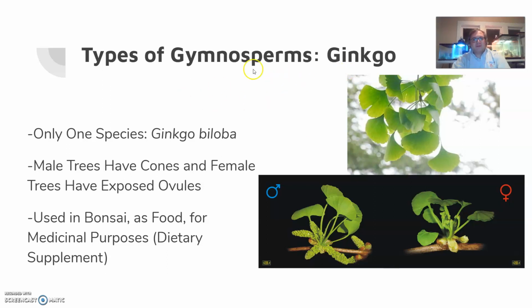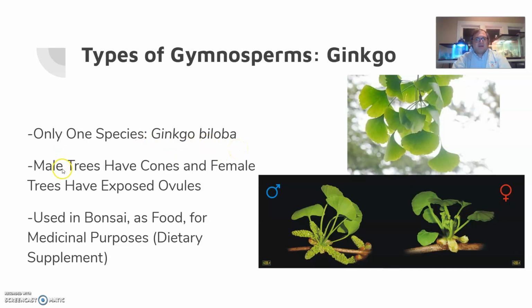So our first example of a gymnosperm is the ginkgo. There's only one species that still exists today. These were around during the time of the dinosaurs, but this is the only species that has survived, and that's Ginkgo biloba. You've probably heard that term before, maybe in terms of its medicinal purposes, so I wouldn't be surprised if you've heard that.